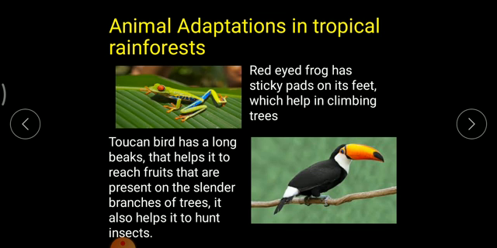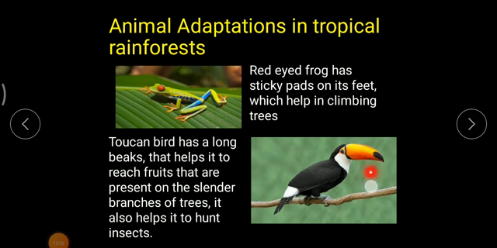Now, toucan birds have long beaks. As you can see, this is a bird which is known as a toucan, which has a long beak that helps in reaching fruit present on the slender branches of a tree. It also helps to hunt insects.